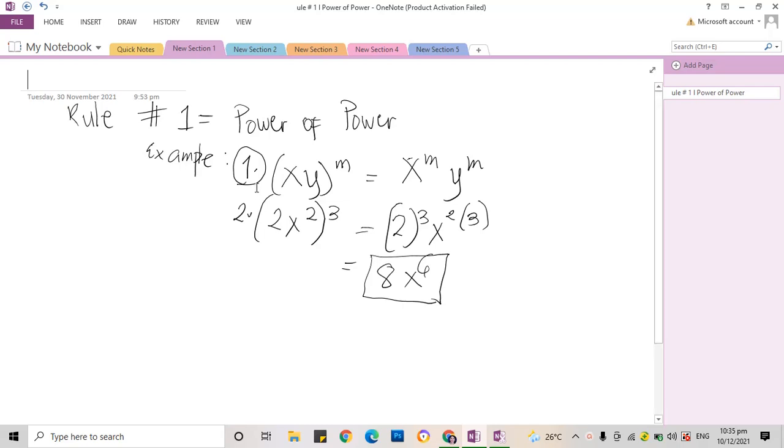So for example here, (xy) raised to the power of m. We're just going to distribute the m, so it equals x^m y^m. So this is (2x^2) raised to the power of 3, or 2 cubed, then x squared times the exponent, which is 3. So 2 cubed is, we're going to multiply the base 2, three times. 2 times 2 times 2 is equal to 8. Then x, 2 times 3 is 6. So the answer is 8x raised to the power of 6.